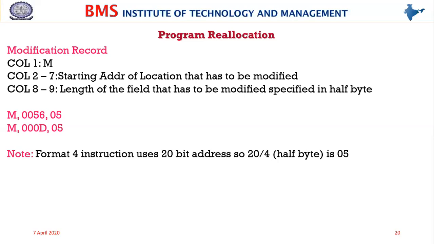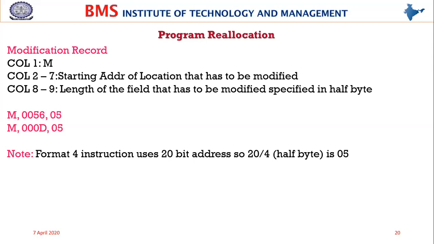Or else you can remember the modification record easily this way: it will happen only with format 4 instruction, and format 4 instruction obviously will have a 20-bit operand address that is specified in half byte. So the last column of your modification record will always be 05. You can write 05 or you can just write 5.